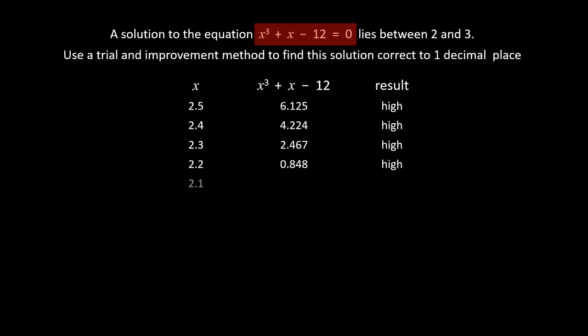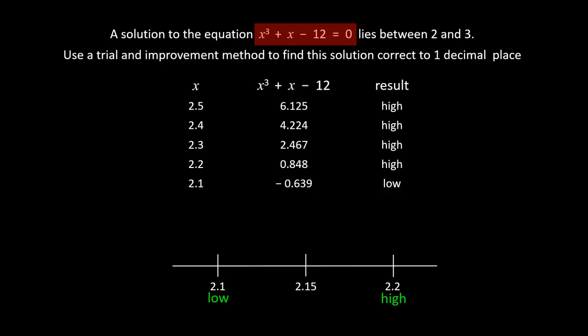Let's try 2.1. Now if you do 2.1 cubed plus 2.1 minus 12, you get minus 0.639. So that, remember we're looking for 0, is too low. That's good. We've got two neighbouring numbers, 2.2 and 2.1, one too high, one too low. And this is the way we showed it in video 1. We'll put 2.1 there, that's low, 2.2 is high. We want to know which one we're going to pick. So let's go right in the middle of them, 2.15, and try that in the calculator.